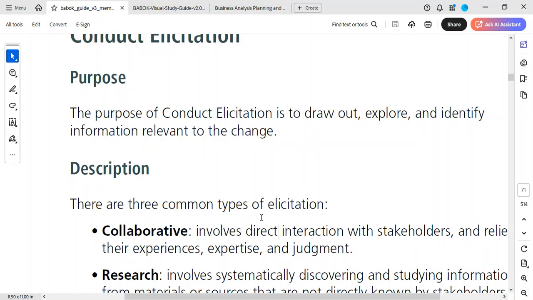From who? Your stakeholders. You have to draw out whether you are doing a research, you have to draw out from whatever you are researching on, like the materials. If it's an experiment, you have to draw out. Okay, and identify.